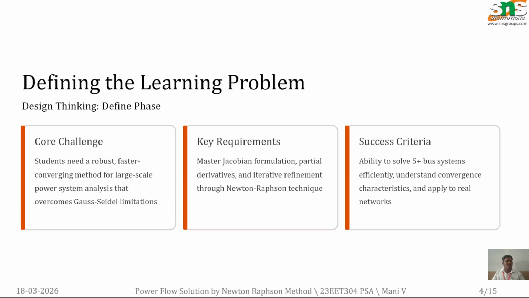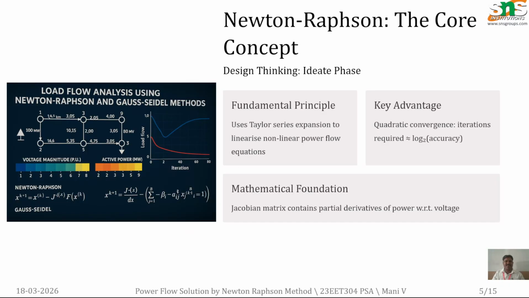Here the main objective is to achieve the result very fast, that is, with fewer iterations, as well as less time taken to complete the analysis. Here we learn how to form the Jacobian matrix, including the partial derivatives, and go for the iterative method through the Newton-Raphson technique. By using this we have the ability to solve 5-plus bus systems, like a 15 bus system, 30 bus system, 100 bus system. So we can go for n number of buses. We also understand the convergence criterion and apply it to real-time problems.